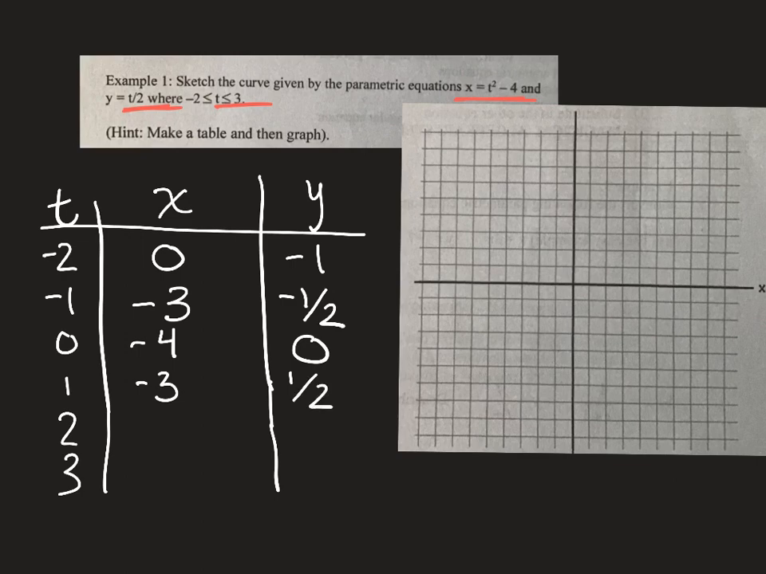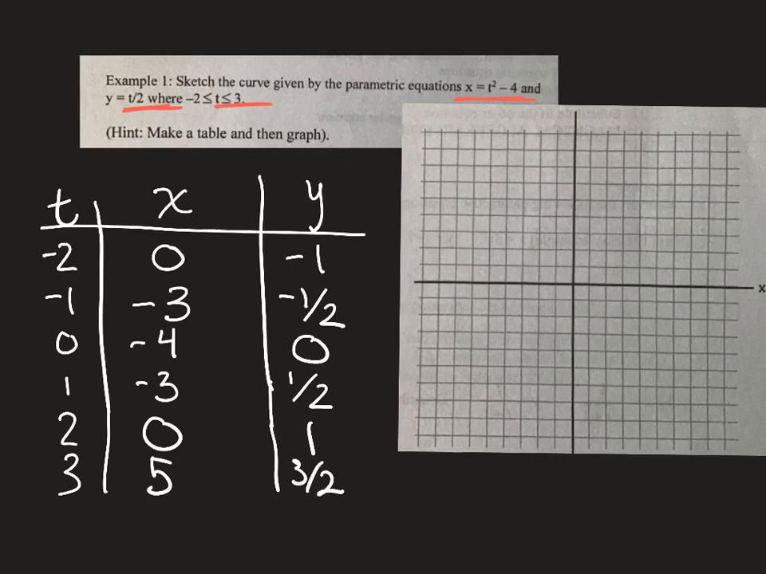2 squared is 4. 4 minus 4 is 0. And then 2 divided by 2 is 1. 3 squared is 9. 9 minus 4 is 5. And then 3 over 2 is 3 over 2, or 1.5.